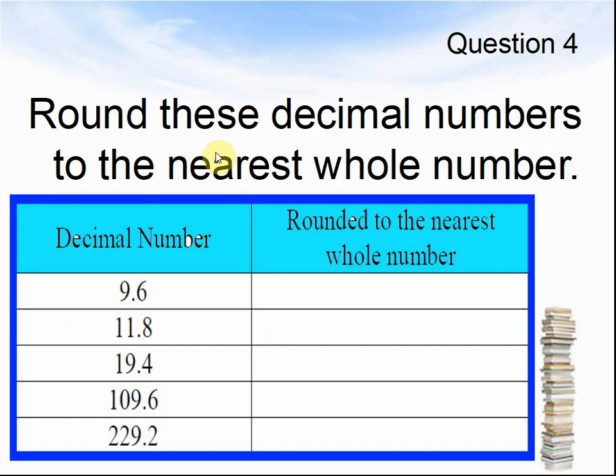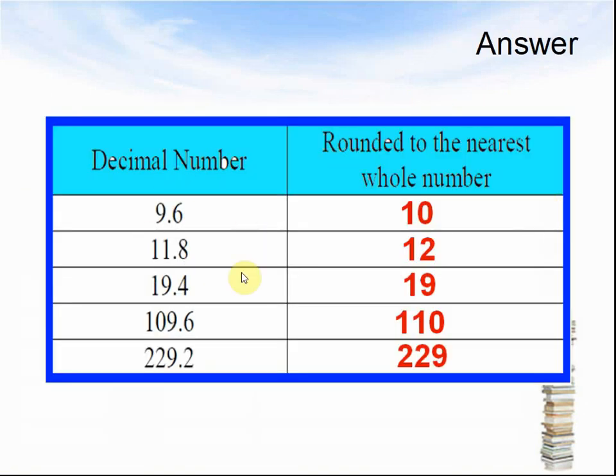Question 4. Round these decimal numbers to the nearest whole number. Pause the video until you are ready to see the answers. Here come the answers. The answers are 9.6 rounds up to 10, 11.8 rounds up to 12, 9.4 rounds to 9, 109.6 rounds up to 110, 229.2 rounds to 229. Let's look at the next question.